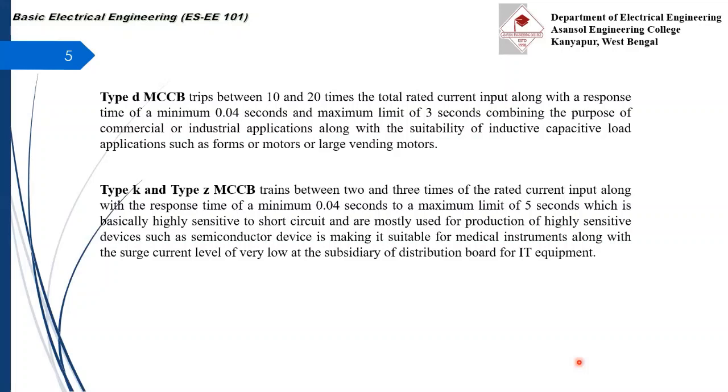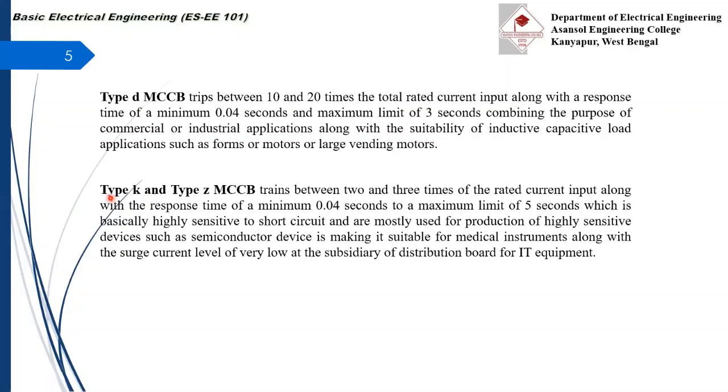Next is type D MCCB. The type D MCCB trips between 10 to 20 times of the total rated current input, along with a response time of minimum 0.04 seconds and maximum limit 3 seconds. It is suitable for commercial or industrial applications with inductive and capacitive load applications such as transformers or large winding motors.